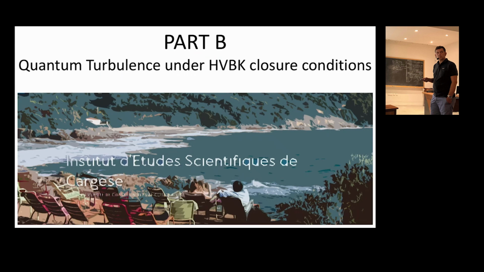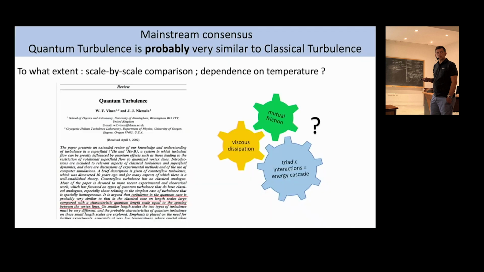Okay, so now I will go to quantum turbulence. The mainstream consensus on quantum turbulence is that it's probably very similar to classical turbulence. And of course, the question is to what extent. So how does quantum turbulence compare with classical turbulence scale by scale? And also, does this similarity or possible differences depend on the temperature?